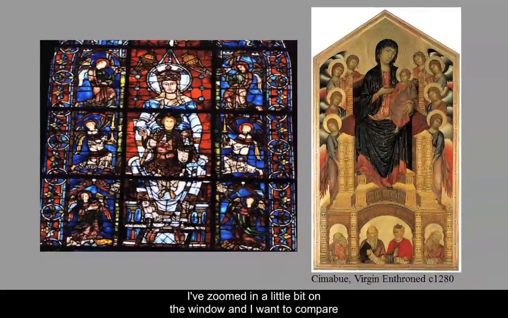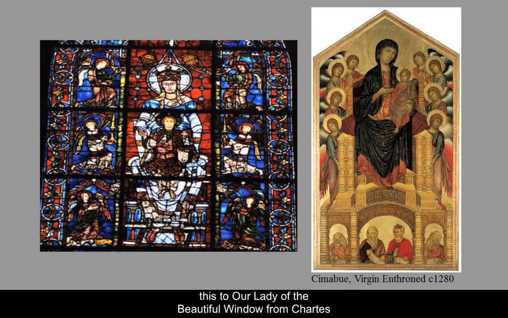I've zoomed in a little bit on the window, and I want to compare this Our Lady of the Beautiful Window from Chartres, around 1145 to 1170, against Cimabue's painting of the Virgin enthroned. And what I'd like to suggest is that Cimabue and other panel painters got their iconography directly from stained glass windows and from Gothic cathedrals and also from manuscripts, and they just sort of aped or copied a lot of the organizational principles that were in them.